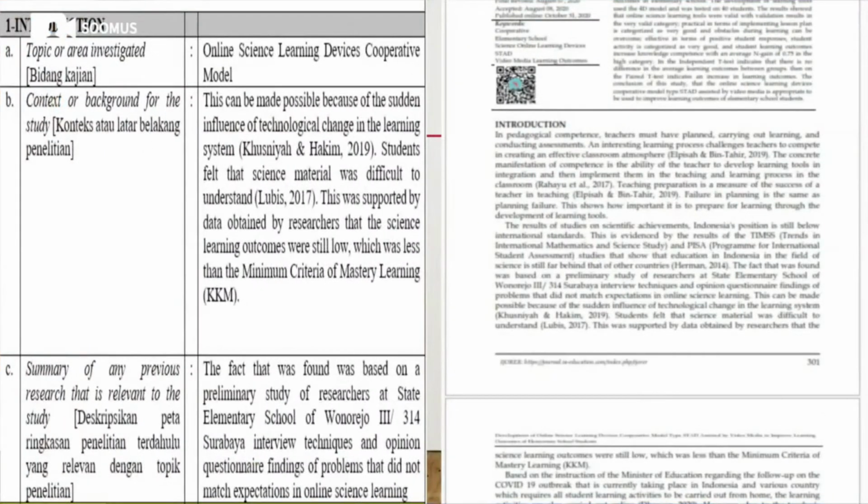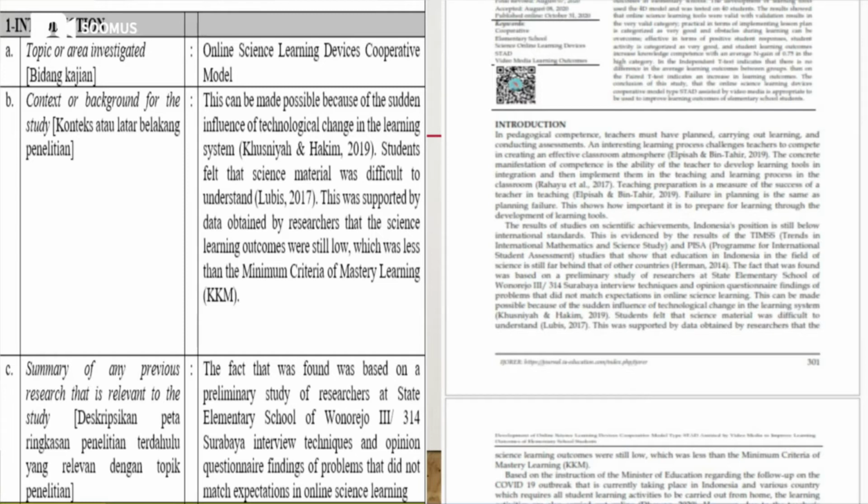Okay, next let's see the part of introduction. In this part, we can find the information about the topic or area investigated. In this article, the topic is online science learning devices with a cooperative model. And the second one is context or background for the study.